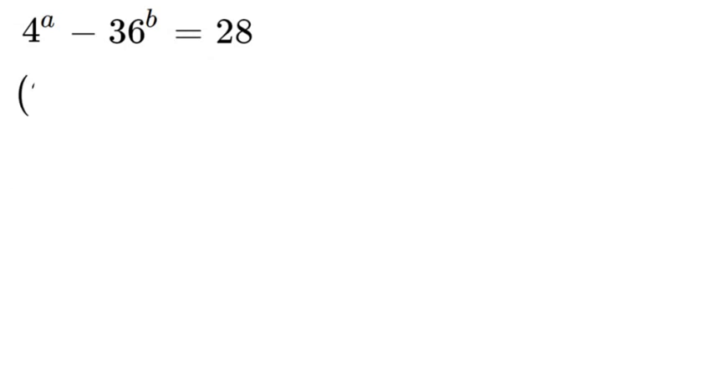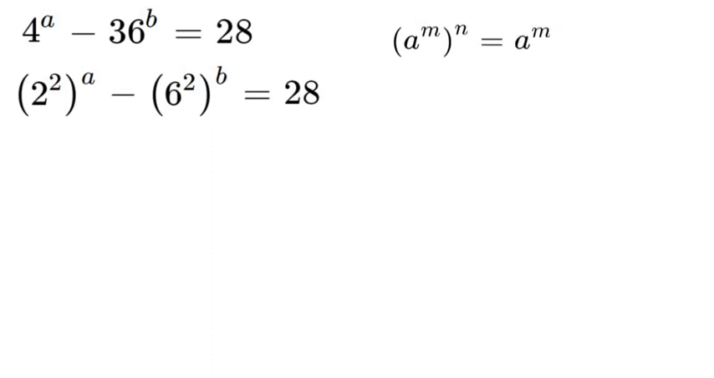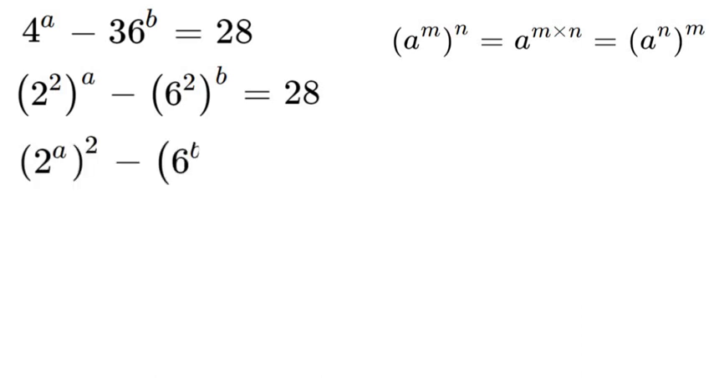So we got 4 to the power of a minus 36 to the power of b is equal to 28. We're going to rewrite 4 and 36 as 2 squared and 6 squared. Now, using exponent properties that we've talked about previously, but I'll write it at the top again, we can switch our 2 and our a and our 2 and our b. So we would have 2 to the power of a, squared, minus 6 to the power of b, squared, is equal to 28.